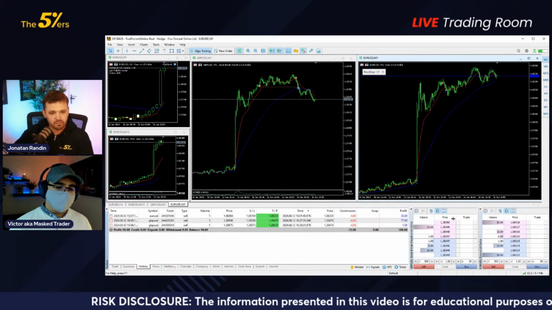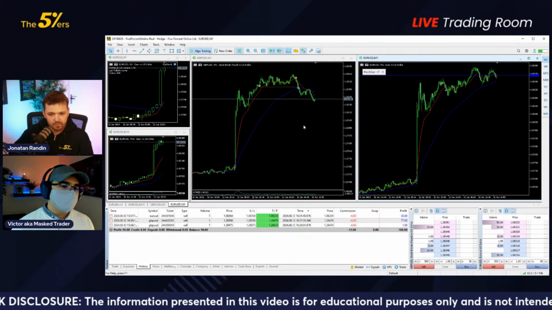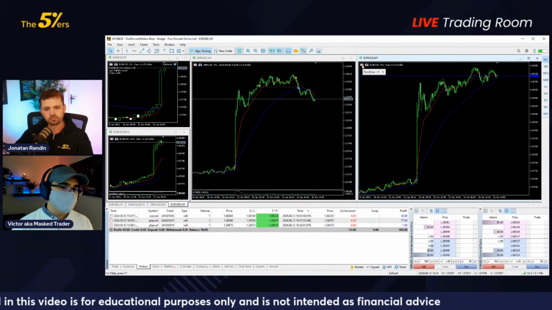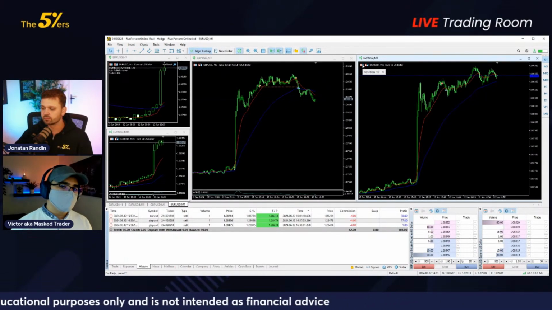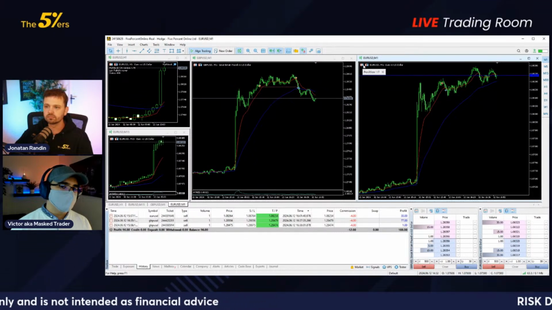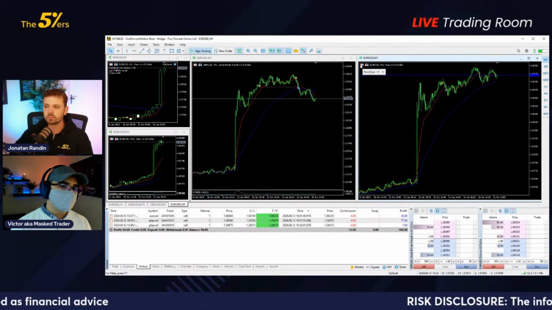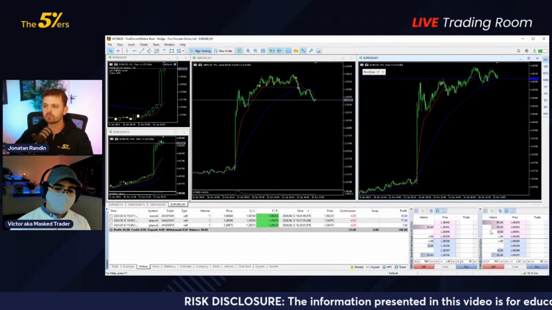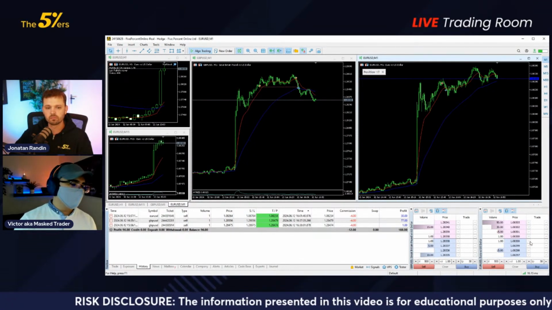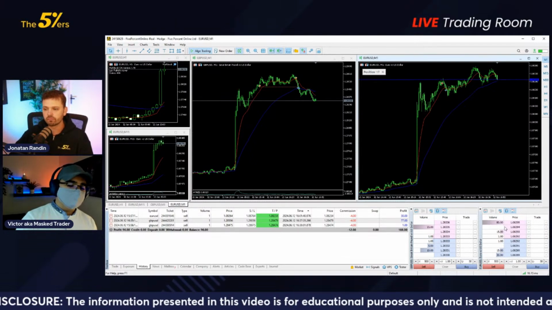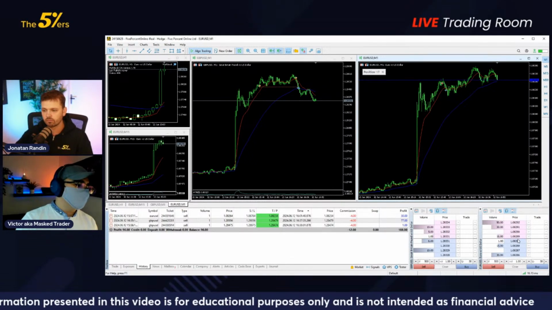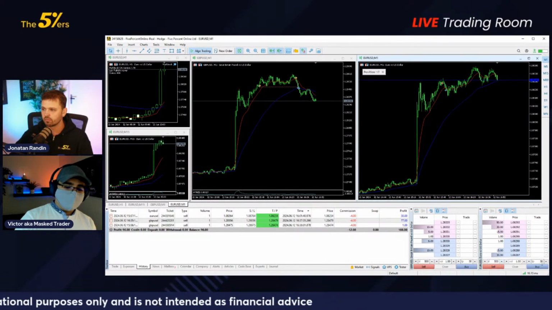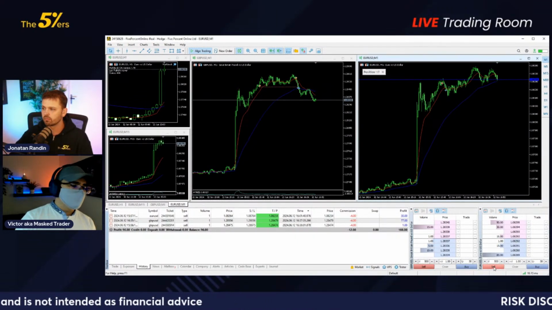At the beginning of the stream, I mentioned the DOM, and here you can see the depth of market. It's the first icon, not the second one, on each chart. If you click that, it will open the DOM, the depth of the order book, so you can see live at what level, what volume there is currently.